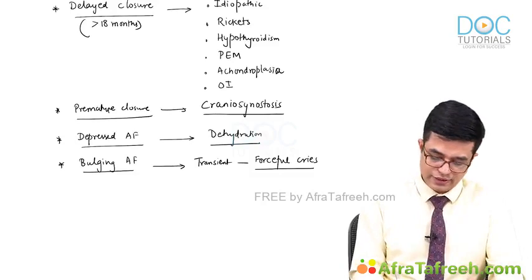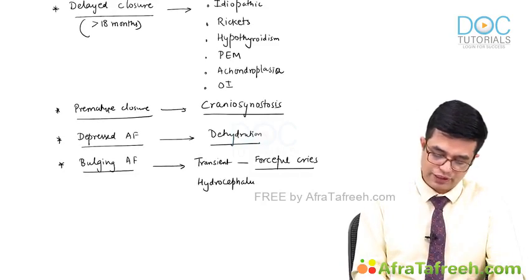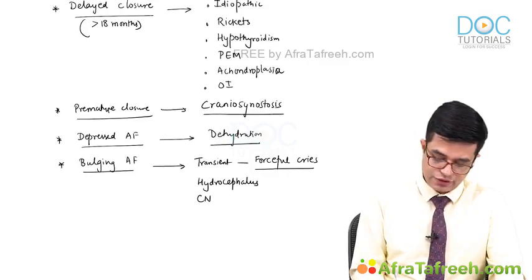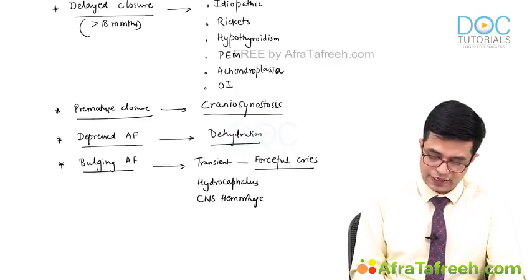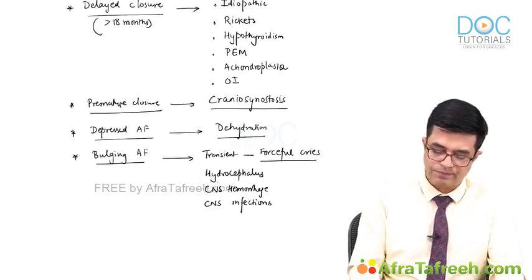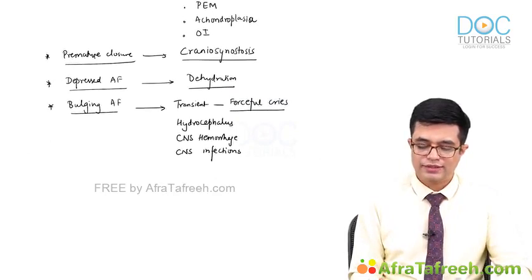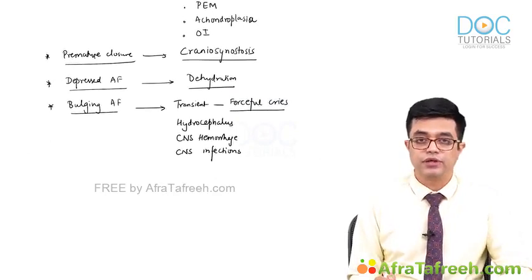So it can occur in hydrocephalus. Hydrocephalus can cause a bulging fontanelle. It can be seen in CNS hemorrhage. So all those conditions which are causing raised ICP. It can happen in CNS infections, etc. So these are the group of abnormalities seen associated with the anterior fontanelle.